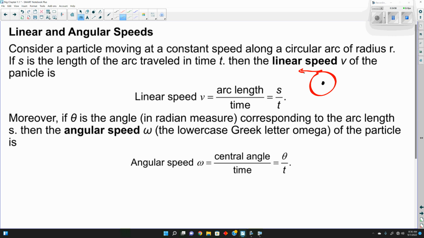Now, moreover, theta in radians corresponds to the arc length, s. Then the angular speed, the lower Greek letter omega of the particle, is this here. So we're talking about angular momentum. How much is it changing in the angle? We're talking about this here as it's spinning circularly. How fast is that angle changing?